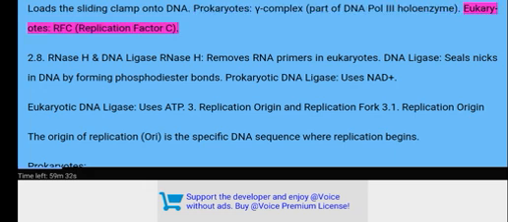Eukaryotes: RFC, replication factor C. 2.8. RNase H and DNA ligase. RNase H removes RNA primers in eukaryotes. DNA ligase seals nicks in DNA by forming phosphodiester bonds. Prokaryotic DNA ligase uses NAD+. Eukaryotic DNA ligase uses ATP.